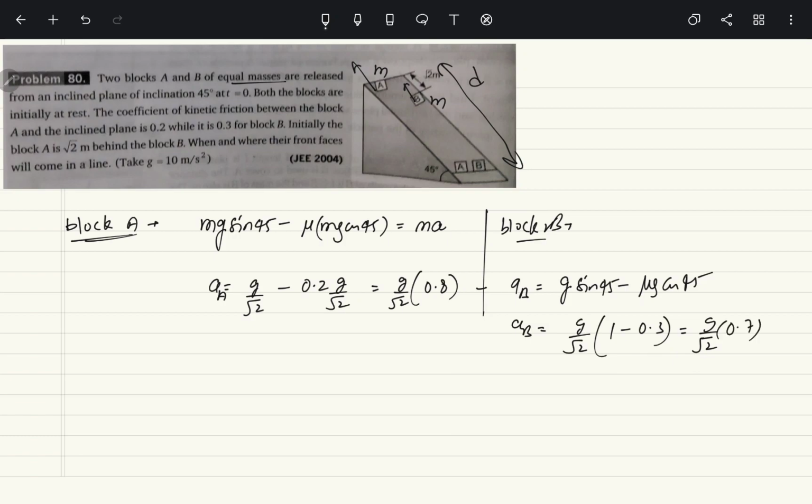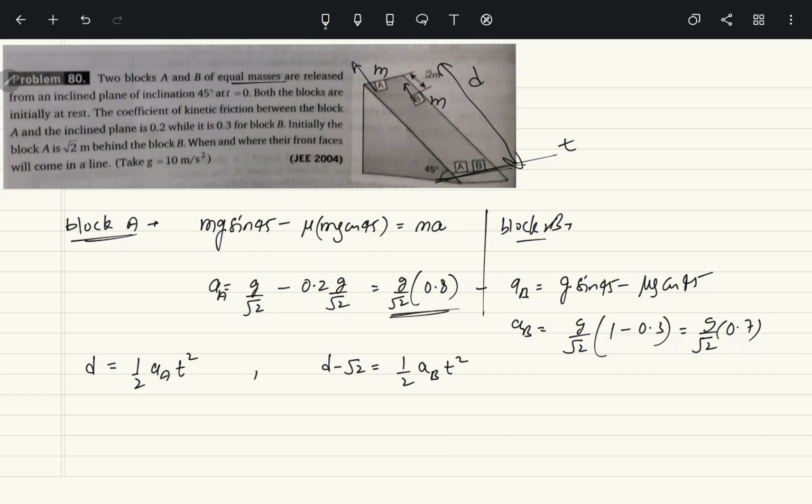The initial velocities are 0. If we focus on block A, and these accelerations are constant, we can use the kinematics equations. The displacement of block A, which is d, is equal to half a_A t square. Let's say they are meeting at this level at time t. That is the equation for block A, and block B is traveling d minus root 2 distance, which is again 1 by 2 a_B t square.